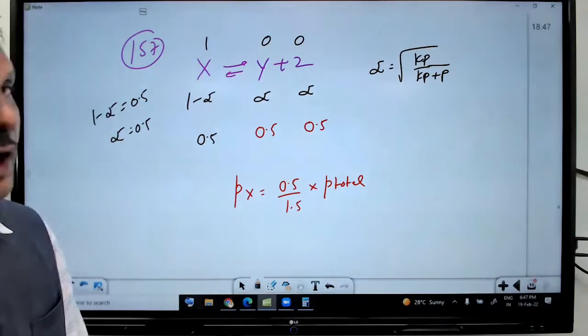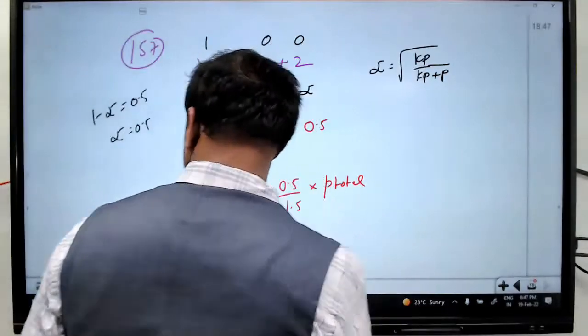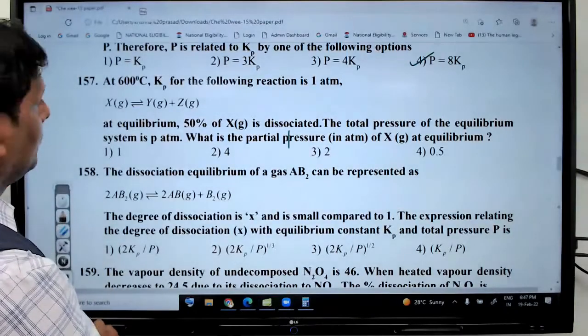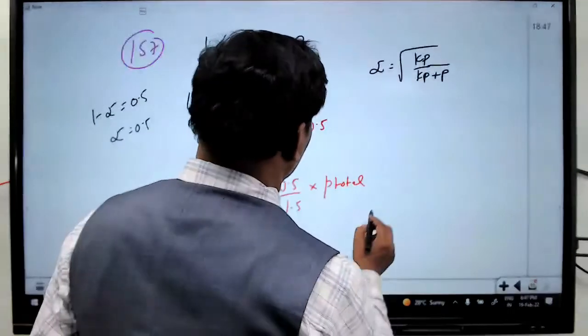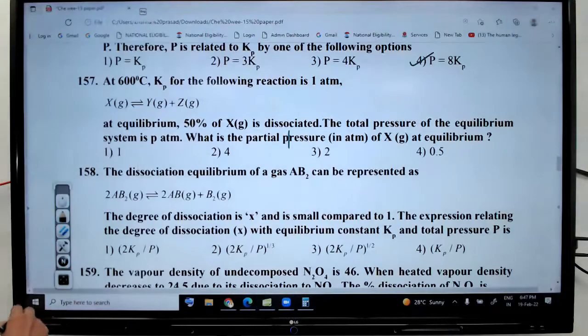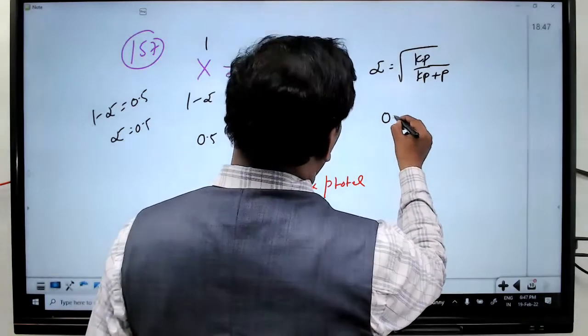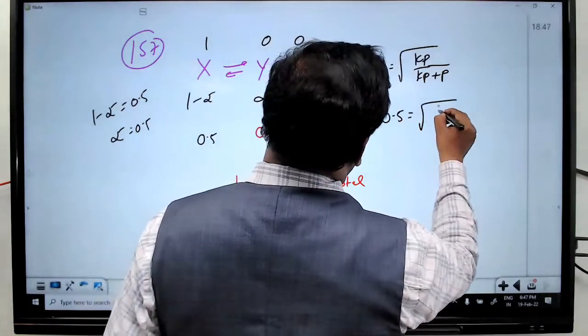Alpha is equal to under root Kp by Kp plus P. Kp is given as 1, I think so. Alpha is given as 0.5. Alpha is equal to 0.5, and Kp is equal to 1 is given.